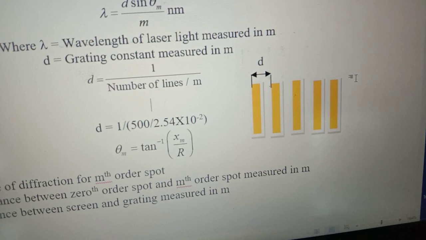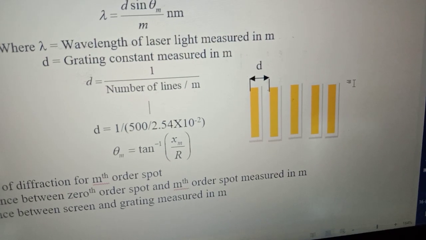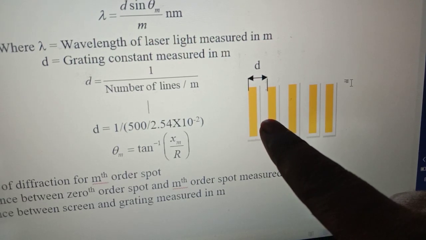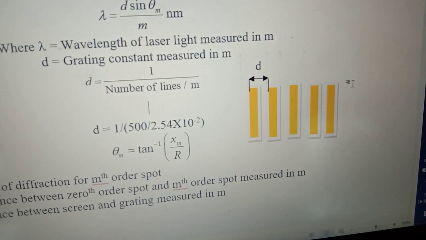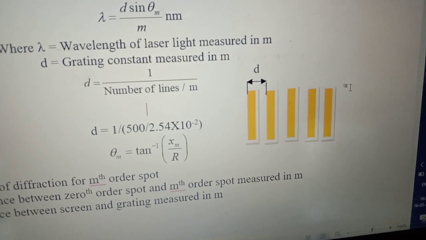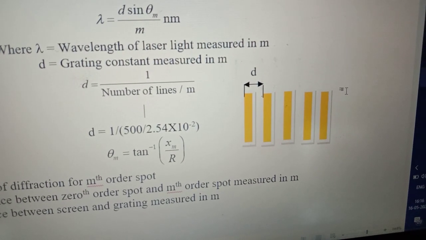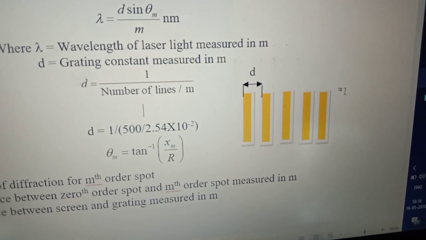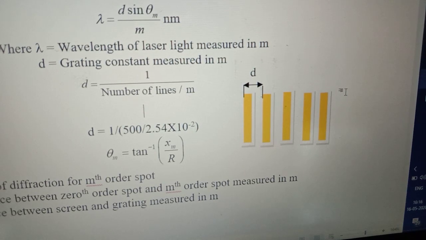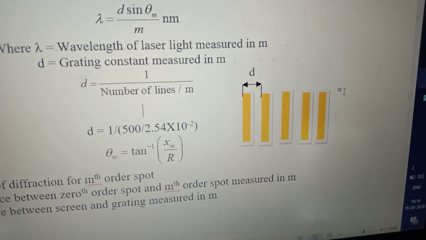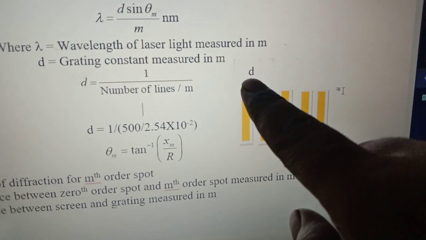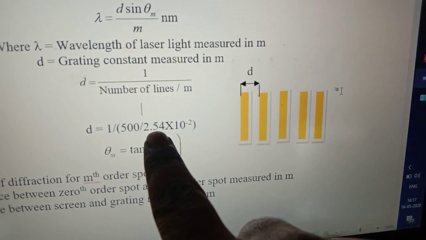In class 12, you take this D as A plus B, where A is the thickness of the transparent portion and B is the thickness of the opaque portion. When A and B are almost the same, you can replace A and B with C, then A plus B becomes 2C. Therefore, in some books it is written 2C sin theta equal to m lambda. But here we took 2C as D. So this is the D value which you can determine from this equation.